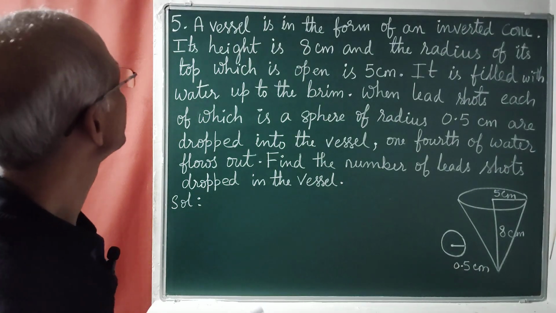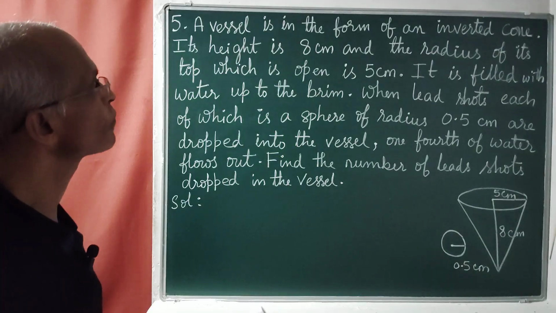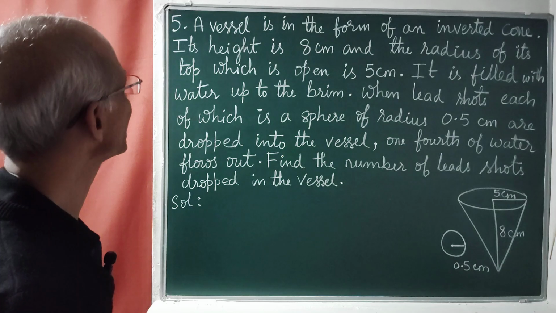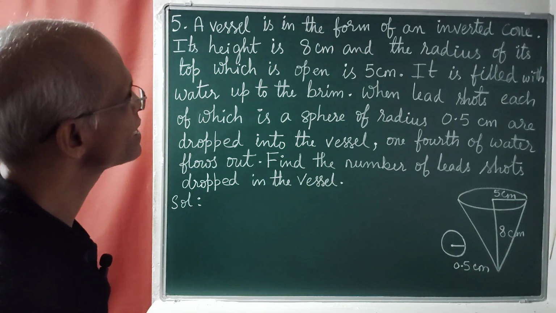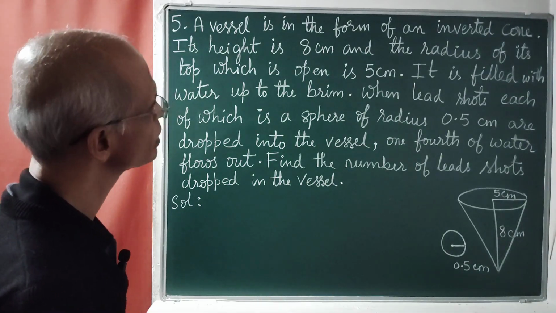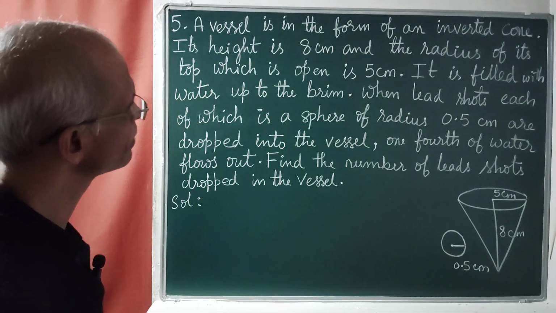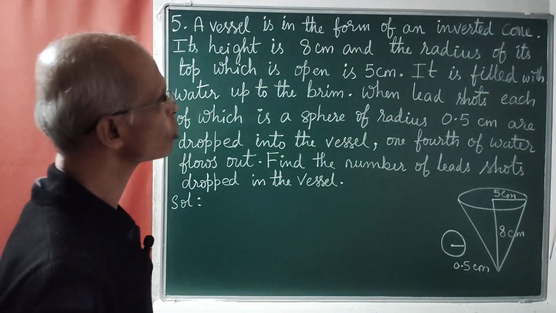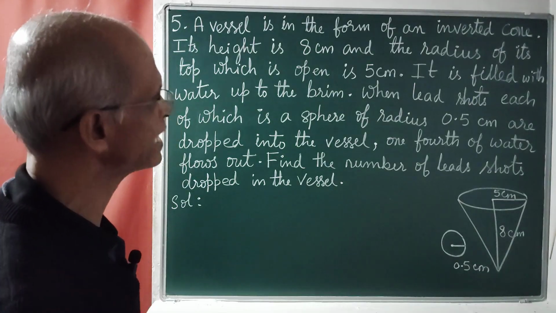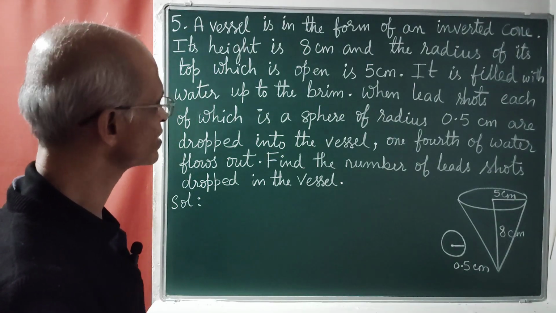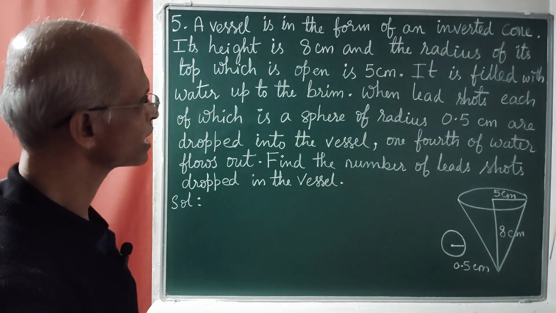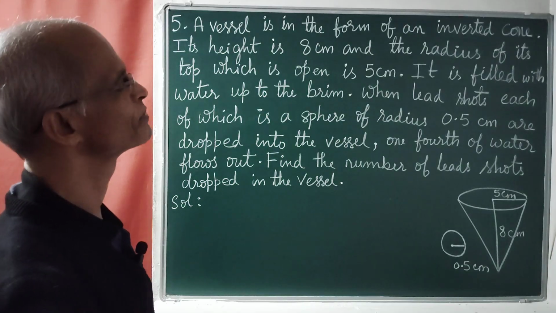The sum is a vessel is in the form of an inverted cone. Its height is of 8 centimeters and the radius of its top, which is open, is 5 centimeters. It is filled with water up to the brim. When lead shots, each of which is a sphere of radius 0.5 centimeters, are dropped into the vessel, 1/4 of water flows out. Find the number of lead shots dropped in the vessel.